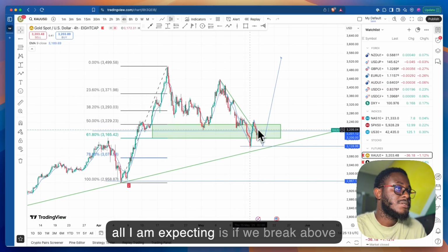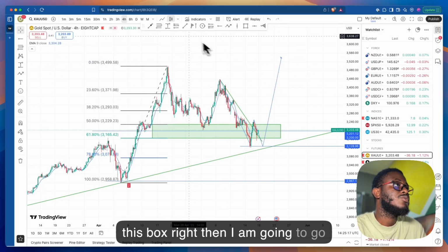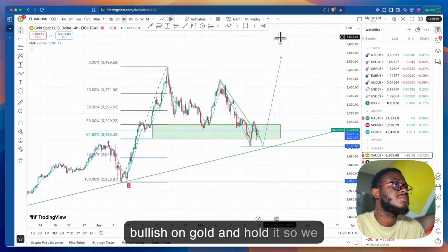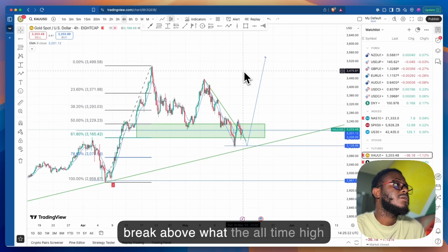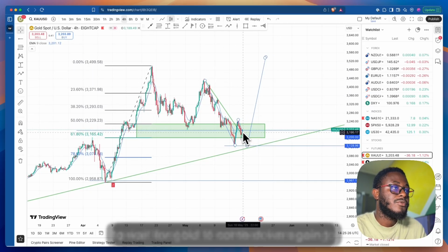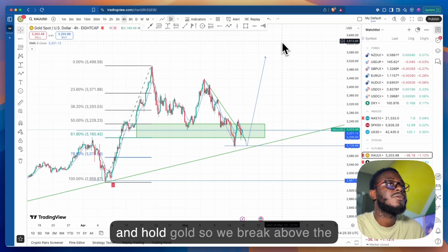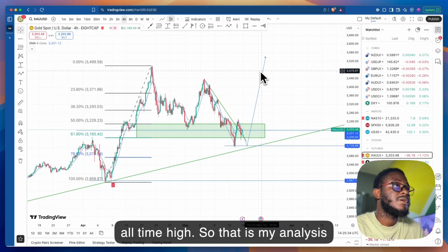So all I'm expecting is if we break above this box, then I'm going to go all bullish on gold and hold it till we break above the all-time high price level. But if not, then I'm going to wait for gold to come down again to this level, and then I'm going to buy and hold gold till it breaks above the all-time high. Okay, so that's my analysis on gold.